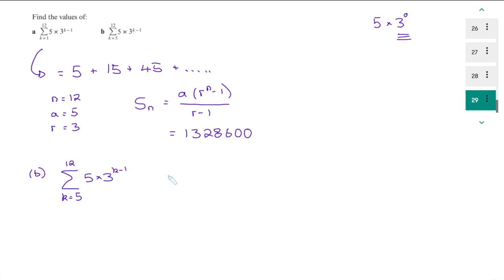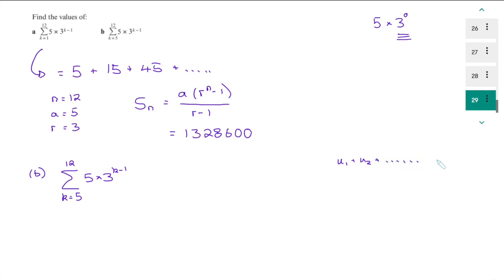Now again, there's a couple of strategies you can use for this. So given we've already calculated this, the easiest strategy is to think, well, okay, I want to add the terms from k equals 5 to k equals 12. So let's just think over here. I've got a typical sequence. I've started at u1. Okay, so let's think about this.